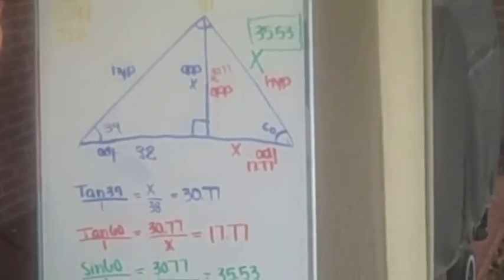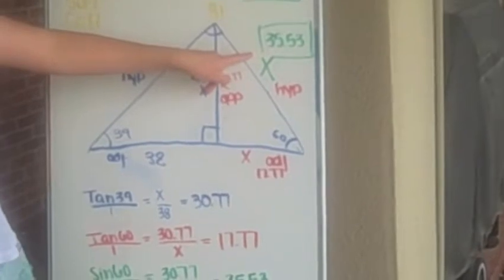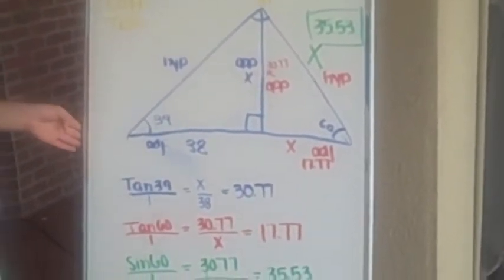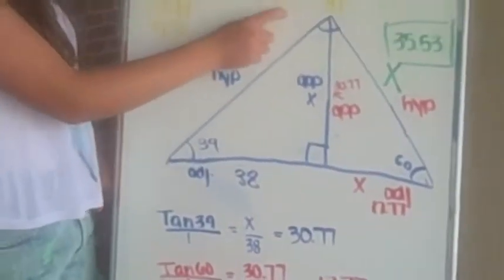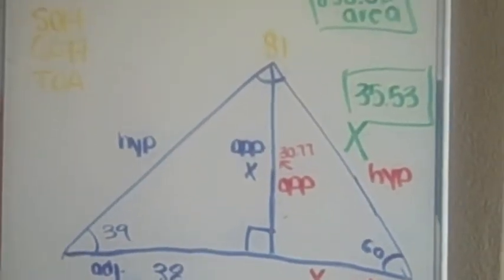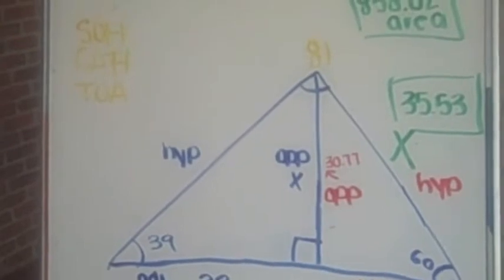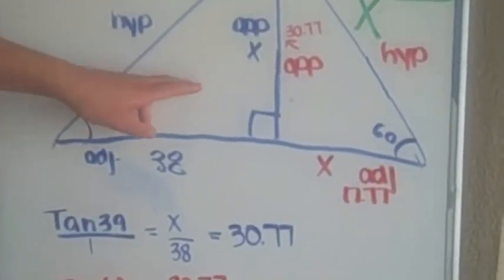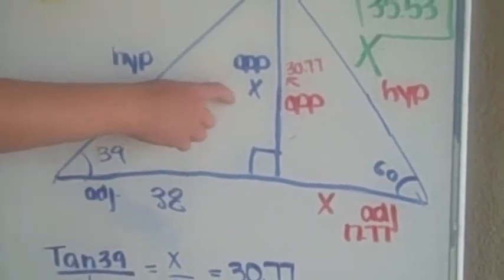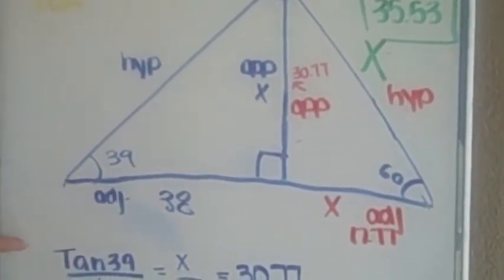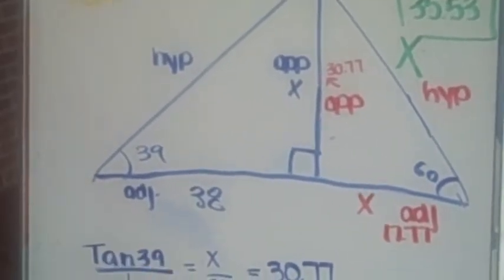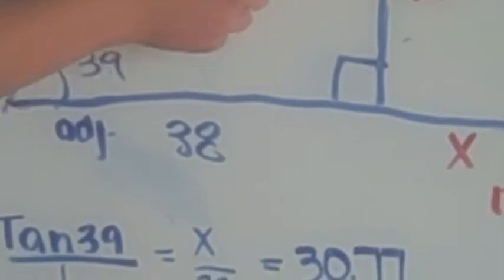So for the beginning of this, we're just going to try to find the hypotenuse here, but we'll also find the area at the end. So 39 plus 60 plus 81 is 180, which is the total degrees you're supposed to have in a triangle. So to find this, which is the opposite, you would do tan, which is opposite over adjacent. So tan 39 equals x over 38, which is 30.77. So 30.77 is the height of this triangle.